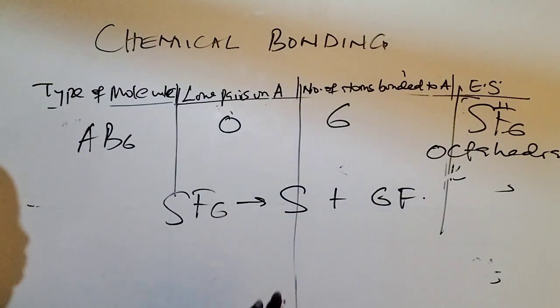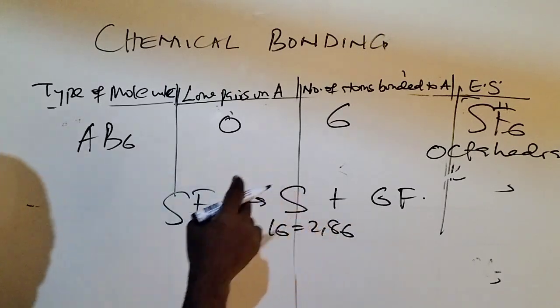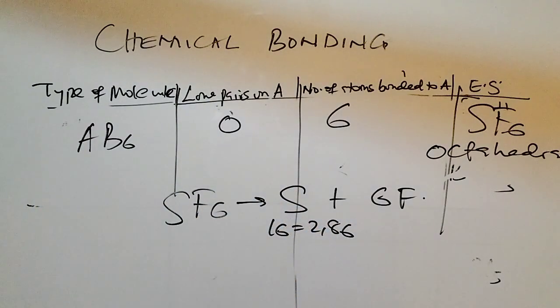The atomic number of sulfur is 16, that is 2, 8, 6. Sulfur is the central atom. Why is sulfur the central atom? Because it has only 1 atom. Sulfur has only 1 atom in the molecule.